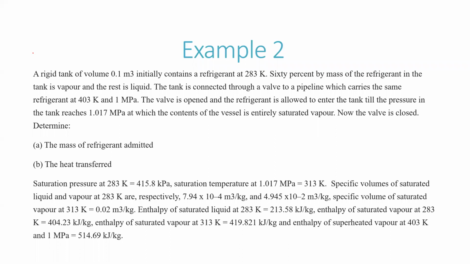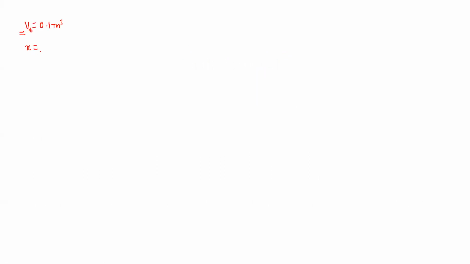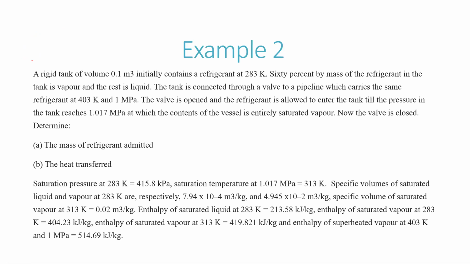So mass fraction of vapor over here as well is going to be the quality. That used to be the quality of steam. This is going to be the quality of refrigerant. So X you will get as 0.6. All right. Once you get quality equal to 0.6, then we have a lot of information with us.